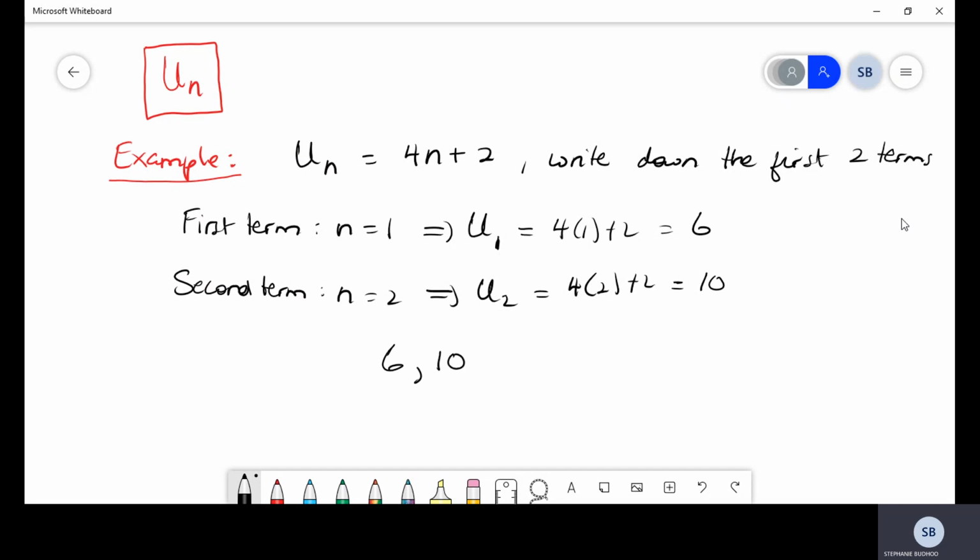Remember, for sequences we just have a set of numbers. It's definitely not a series, where you would have an addition sign in between. So take note of that when you are doing questions of this nature. All right, let's look at a little more difficult example.